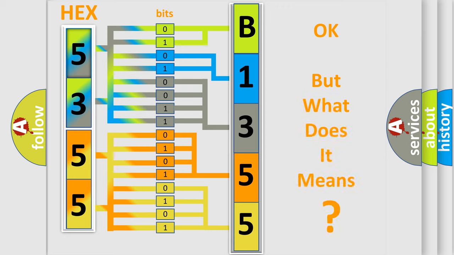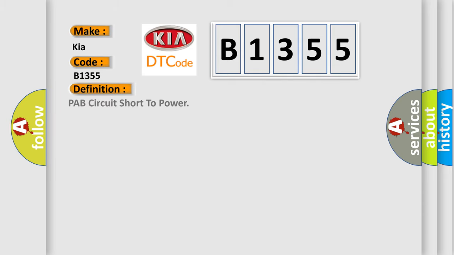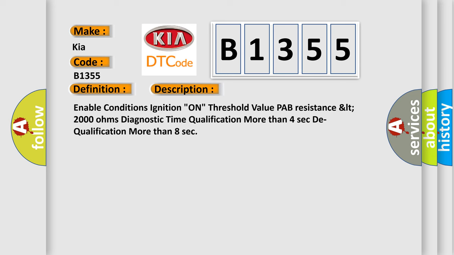The number itself does not make sense to us if we cannot assign information about it to what it actually expresses. So, what does the Diagnostic Trouble Code B1355 interpret specifically for Kia car manufacturers? The basic definition is PAB circuit short to power. And now this is a short description of this DTC code.